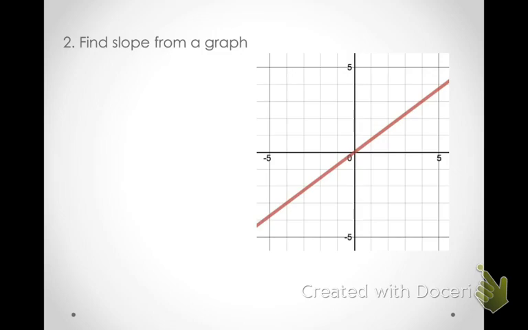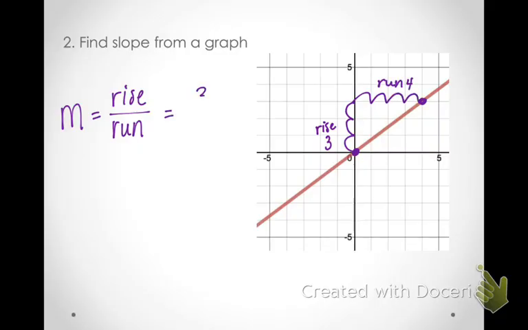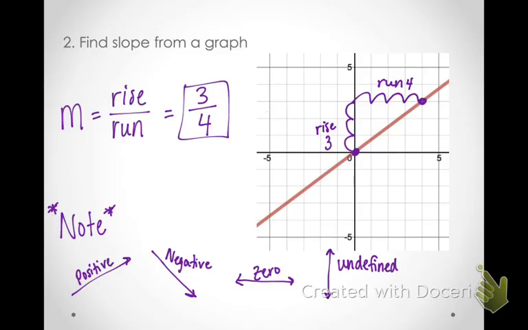Problem 2, we're going to find slope from a graph. Remember that slope is just rise over run. So pick 2 points on the line and count how many boxes we rise and how many we run. So in this case, our slope is 3 over 4. You should also make a note that positive slopes go up, negative slopes go down when we look from left to right. Zero slopes are a horizontal line, and vertical lines have undefined slope.